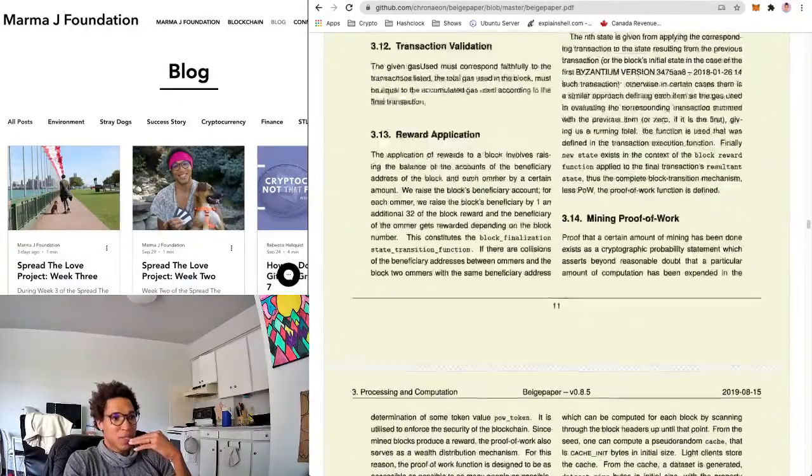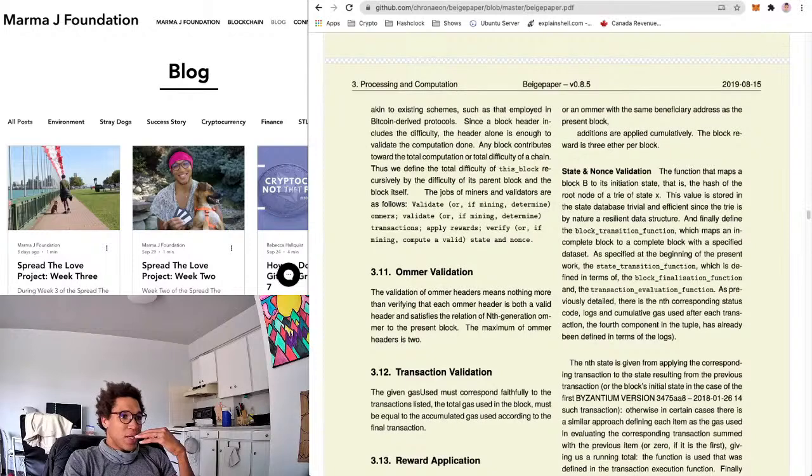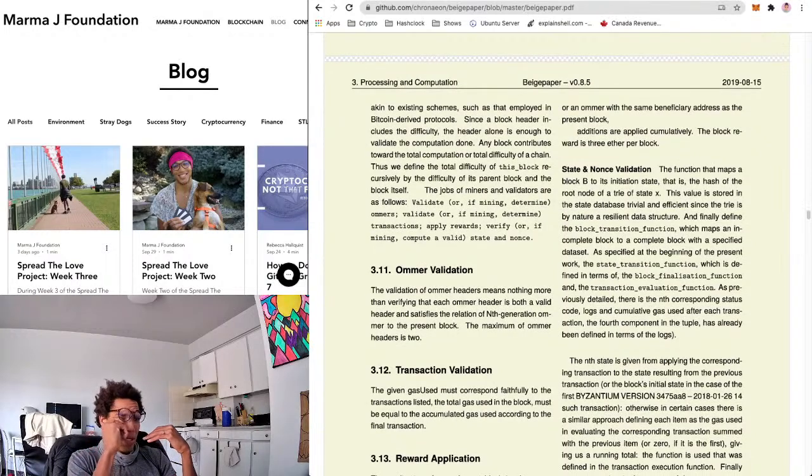Oh, we're almost done. So quickly, akin to existing schemes such as those employed in the Bitcoin-derived protocols, since a block header includes a difficulty, the header alone is enough to validate the computation done. Any block contributes toward the total computation or total difficulty of a chain. Thus, we define the total difficulty of this block recursively by the difficulty of the parent block and the block itself.